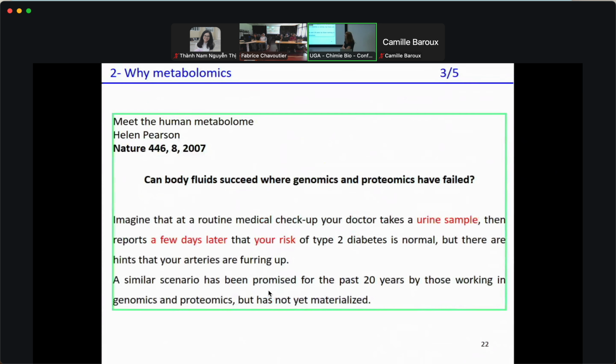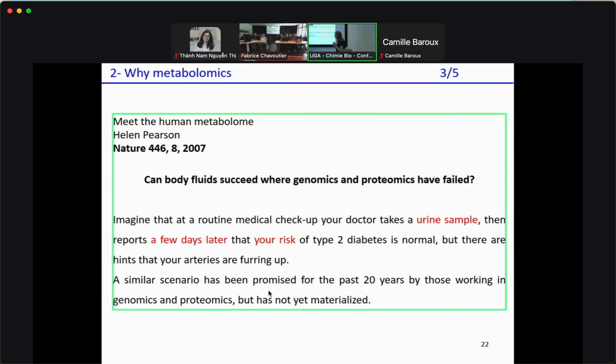So why metabolomics? In 2007, you can see this is what it is, a paper in Nature where the author, Ellen Wilson, said, can body fluids succeed where genomics and proteomics have failed? So imagine a routine medical checkup, where your doctor takes a urine sample and can report your risk of type 2 diabetes. Is normal, but there are hints that you are arteries.